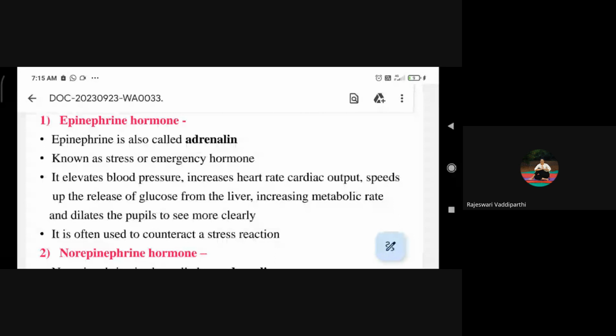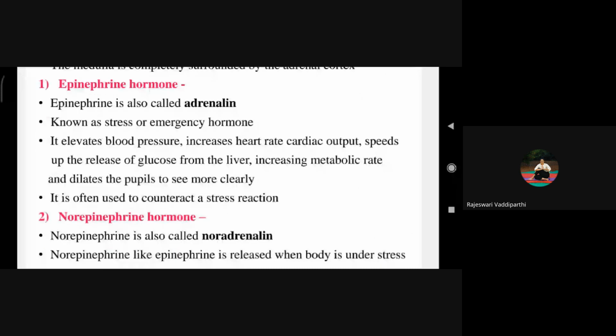Okay? So adrenaline is known as stress hormone or emergency hormone. It elevates blood pressure, increases heart rate, cardiac output, speeds release of glucose from liver, increases body weight, dilates the pupils to see more clearly. You can understand that these are the signs of stress. You feel all these things whenever you feel stress.